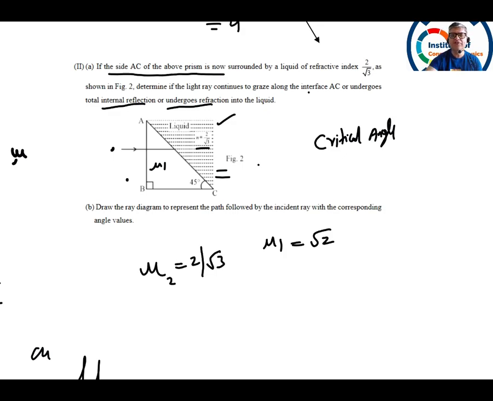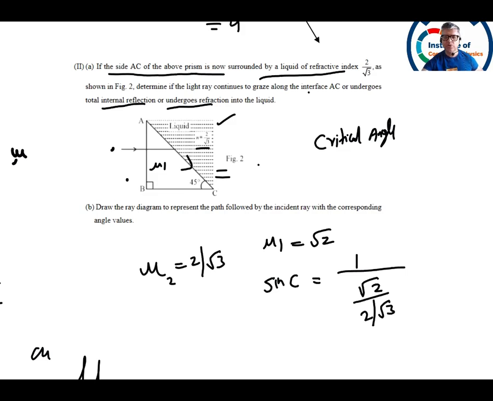If the side AC of the above prism is now surrounded by a liquid. So the previous question, we found the refractive index, and the same prism continues in this particular situation also. Now what happens? My critical angle, which is the incident angle at which I strike, where I can see grazing, will be given by 1 upon refractive index of the first medium, divided by 2 by root 3, which is root 3 by 2 root 2.